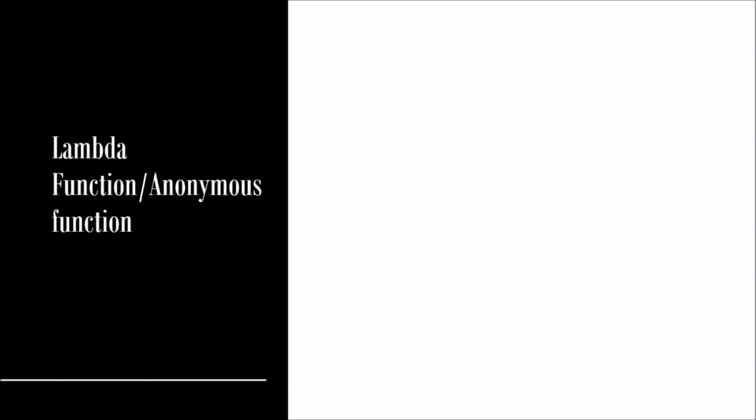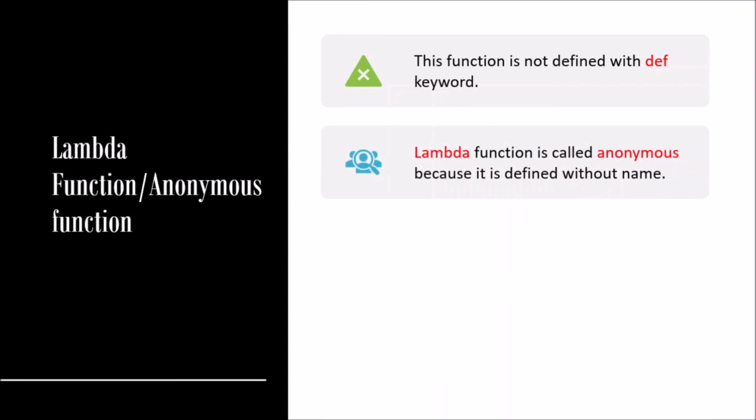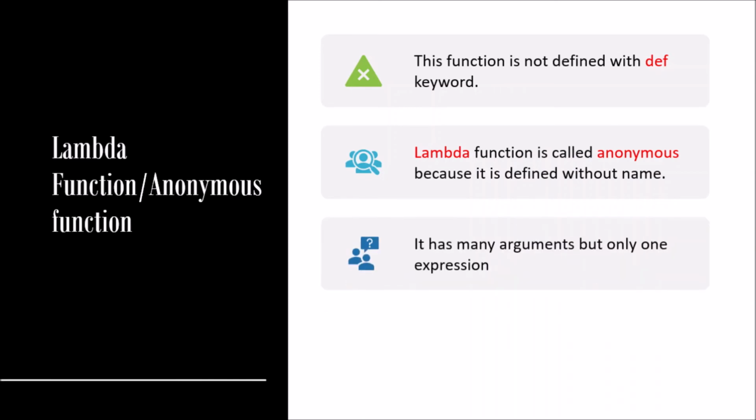Normally the lambda function is used as an argument for higher-order functions or other functions. Now see, the lambda function is not defined with the def keyword. It is not defined with the def keyword. The lambda function is also called an anonymous function because it is defined without a name. It doesn't have any name. Now what is the thing related to lambda function? It has many arguments but only one expression.